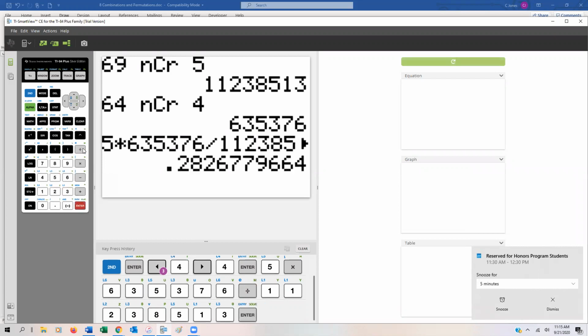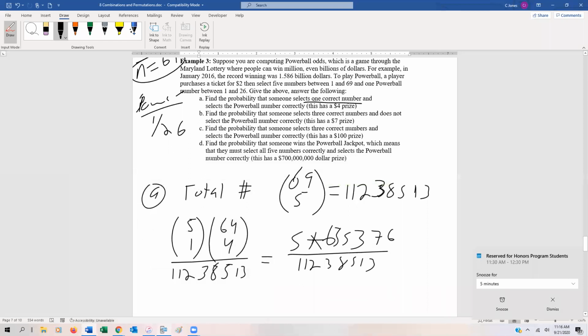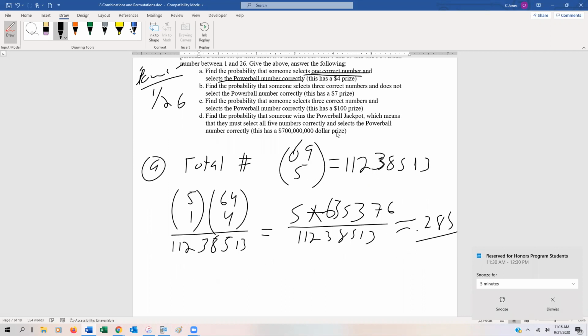All right. So now this is the probability that somebody picks one of the numbers out of 5. Right? So 0.282677. We'll just say 0.2827. So 0.283, I guess, if we're rounding that off. Right? So that's 0.283. However, that's not the probability of the question, because remember, that's just one correct number out of the 69, right? We still have to select the Powerball number correctly as well, right?